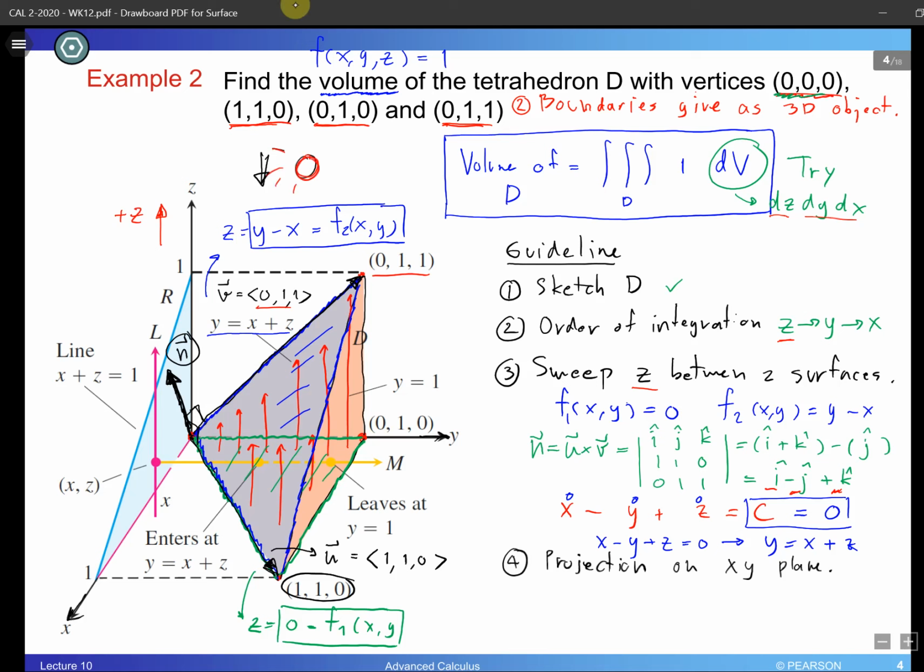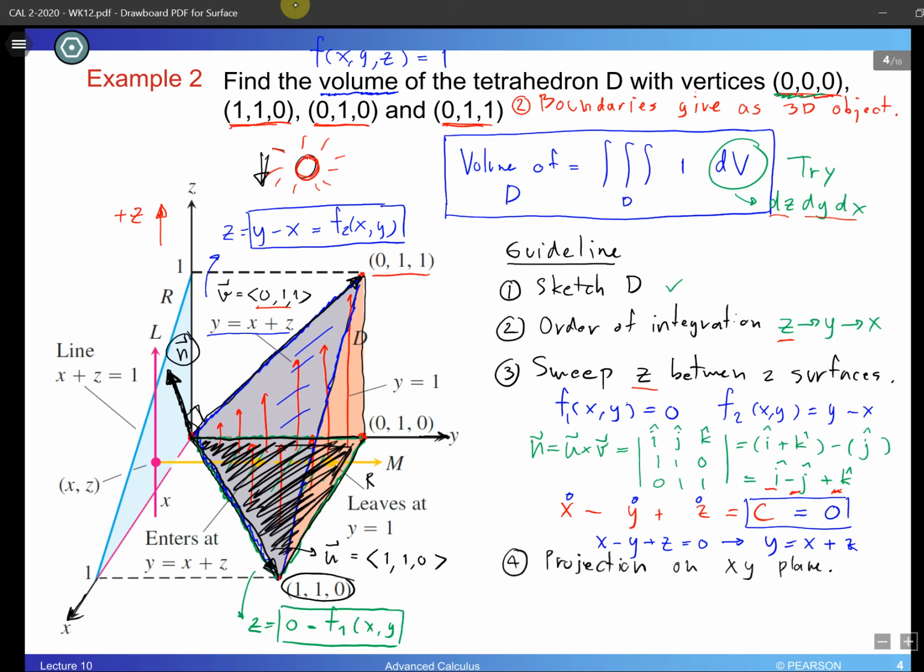Okay, let's assume it's right here, and you try to find the shadow of this onto the xy plane, onto the ground, and it's going to show up as this triangle. This is the shadow, the projection of this object on the xy plane. So there you go. Projection, and we are going to call this projection R.